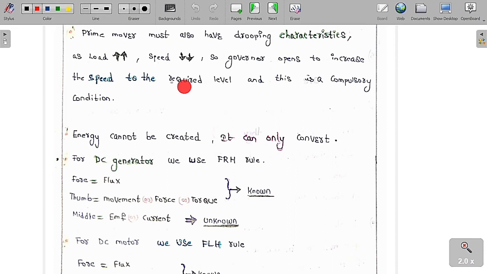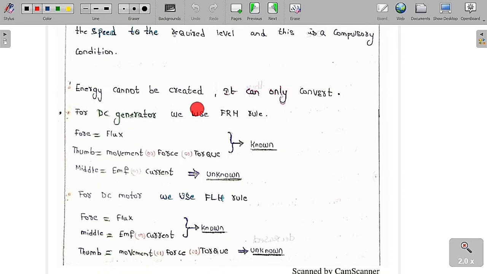As the load increases, speed decreases. So the governor opens to increase the speed to the required level, and this is the compulsory condition. Energy cannot be created, it can only be converted. We cannot create energy or destroy it, we can only transfer it from one form to another form.